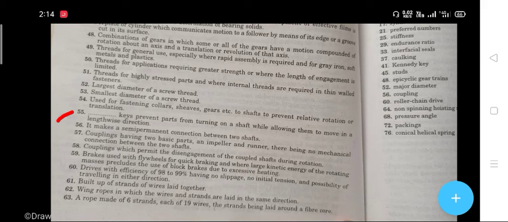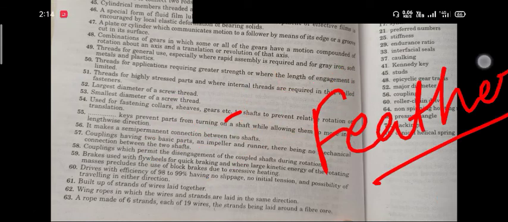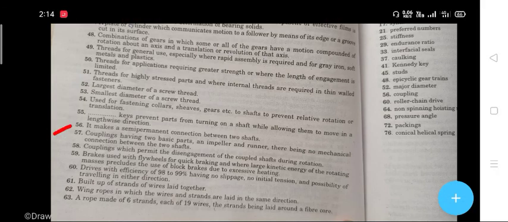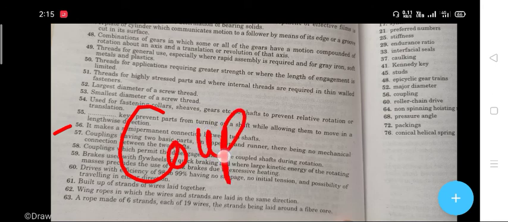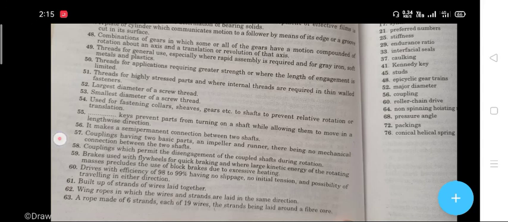Keys prevent parts from turning on a shaft hole, allowing them to move in a lengthwise direction. The answer is feather. Next question, question number 56. It makes a semi-permanent connection between two shafts. The right answer is coupling. Next question, question 57.